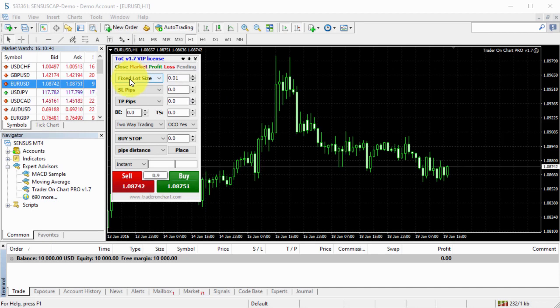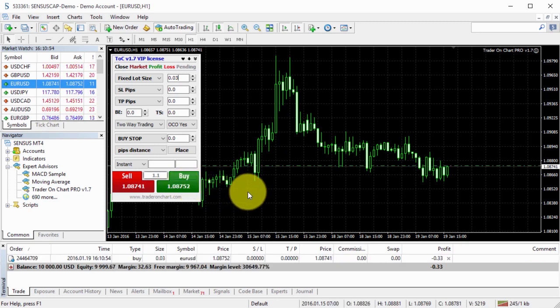So right here you can see we have fixed lot size set, and it's set to 0.01. Let's say I would set it to 0.03, and if we just click the buy button, I will get my trade executed immediately. And obviously it has 0.03 lot size.